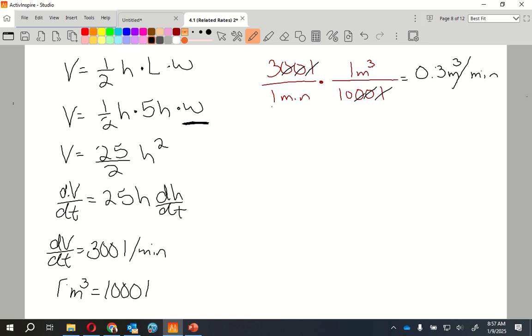Now, this process is super important because you're going to have to do this also by changing your time. Changing time is part of this too, because you can go from miles per hour to feet per second, where you have to do 2 different conversions. So now, that is my dV/dt.